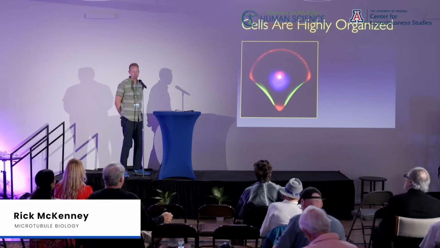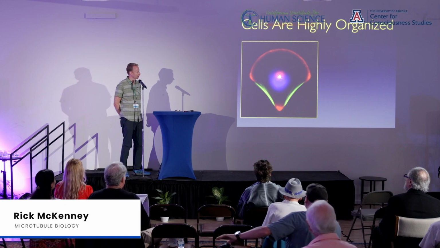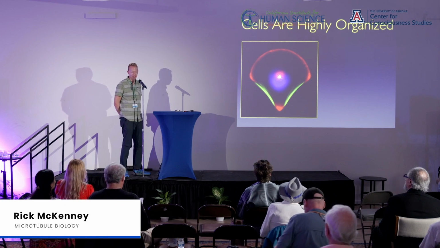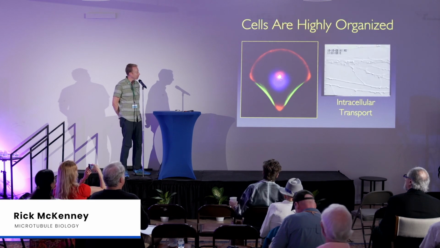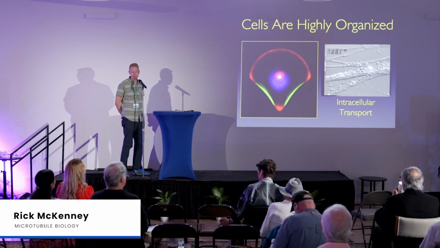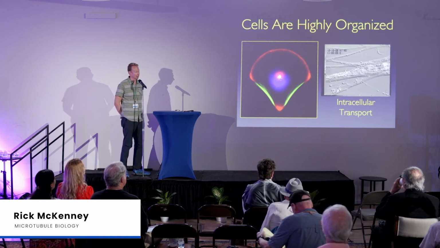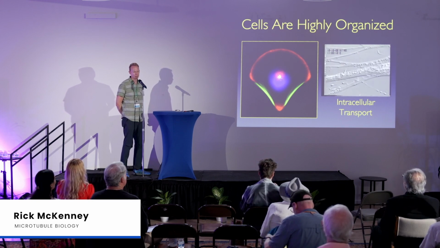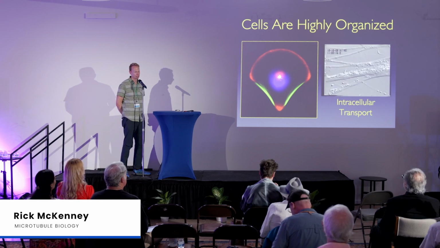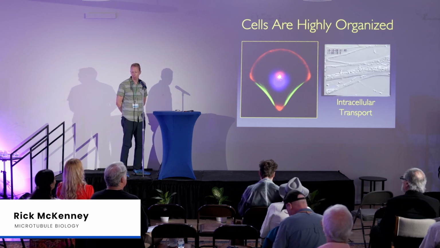So by way of introduction, cells are very highly organized systems, and you can see from this slide that the cell has organized various components, in different colors, in different portions of the cell. So they're very highly organized systems, and part of this organization is largely driven by microtubule-based processes, and one of them that I'm showing you here is intracellular transport, which is the movement of materials around inside of cells in order to organize the internal components of those cells.